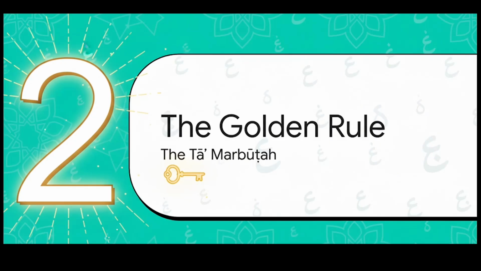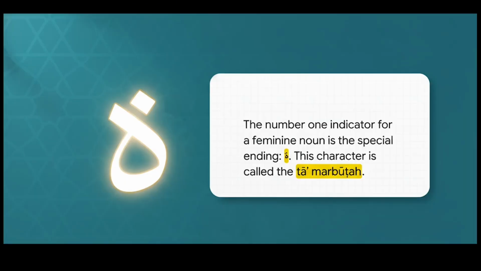Okay, so how do you actually tell which is which? Well, luckily for us, Arabic gives us this massive clue, a golden rule, if you will, for spotting feminine nouns. Let's take a look at the single most common signpost for gender in the entire language. I want you to meet your new best friend in Arabic grammar, the Ta Marbuta. This little character, which literally means the tied T, is your number one indicator. Seriously, if you see a noun ending with this, you can be almost certain it's feminine. It's the most reliable clue you're going to find.